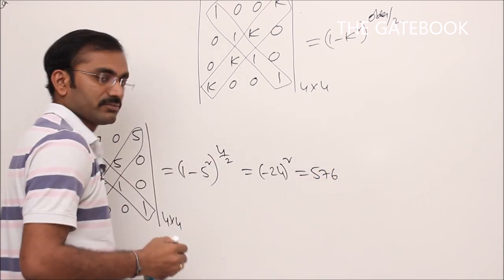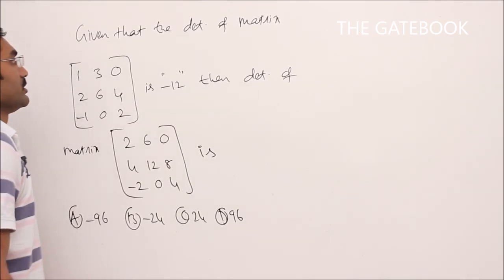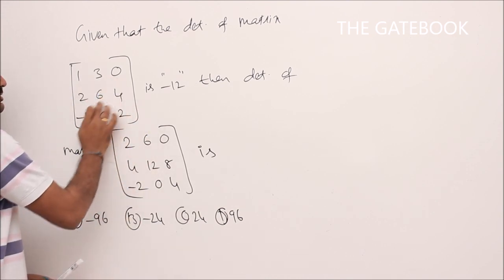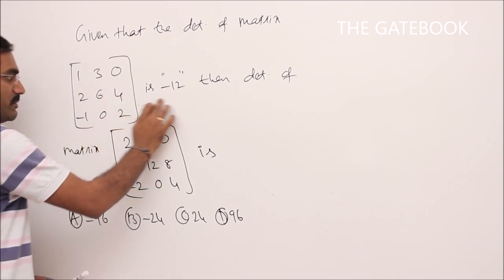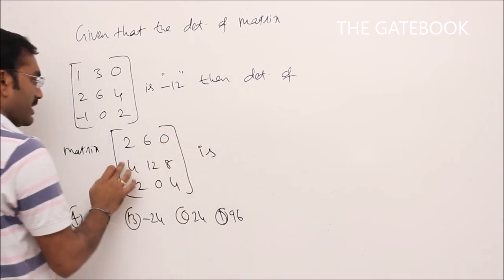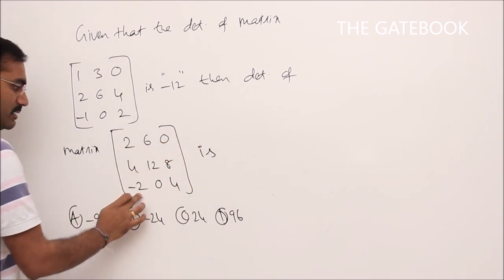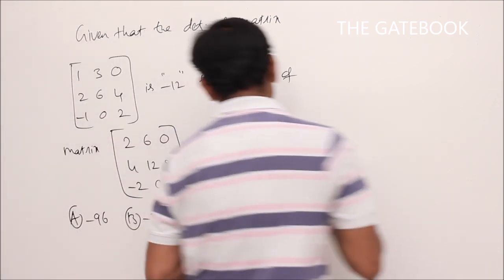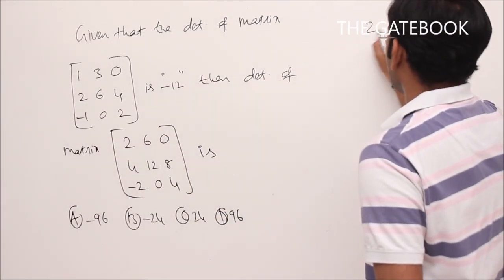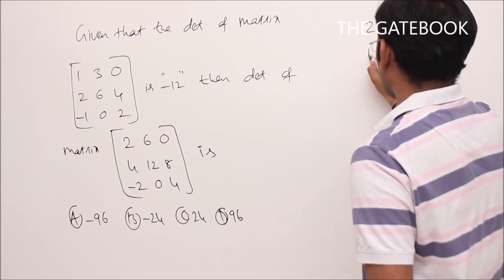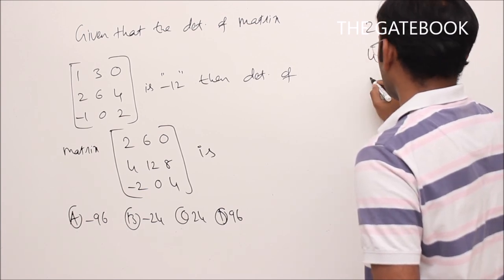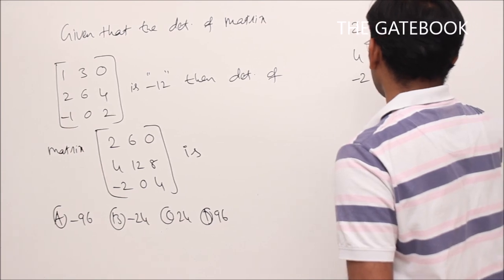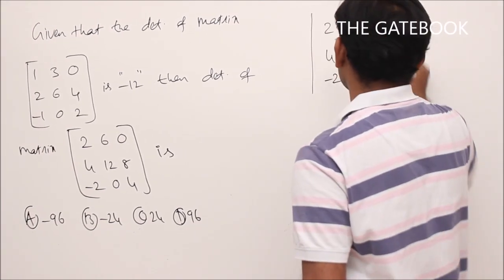Next problem. Given the determinant of the matrix 1 3 0, 2 6 4, -1 0 2 is -12, then the determinant of the matrix 2 6 0, 4 12 8, -2 0 4 is. To find the determinant of this matrix, I will apply properties of determinants.